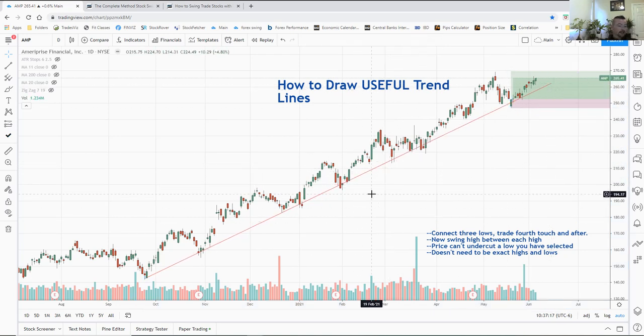And we can see this actually did a really good job. I didn't make any adjustments to it. Just by connecting those first 3 and extending it out to the right, this did a very good job of highlighting the next opportunity. So that was 1, 2, 3. Now we're looking at trading the 4th. And we can see the price pulls right back into the trend line and takes off.